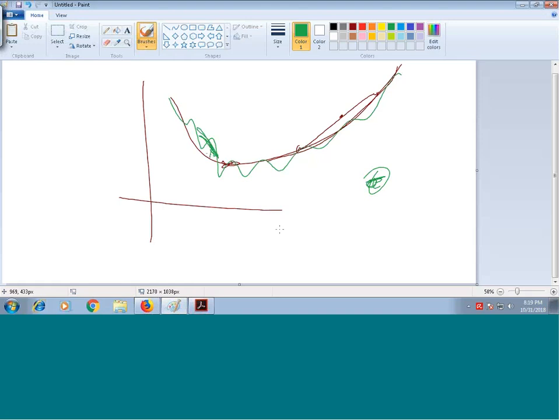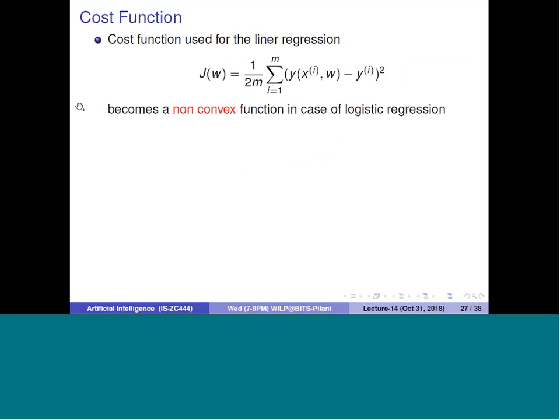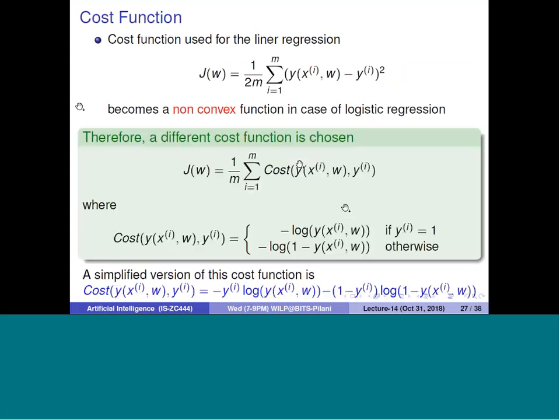We take the point, it comes out, comes here and there. So the technical term for this is that the function is actually not convex. The function is not convex, so we should use a convex function, because if we are not using a convex function, we cannot apply the gradient descent mechanism.